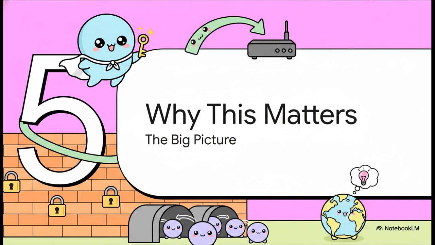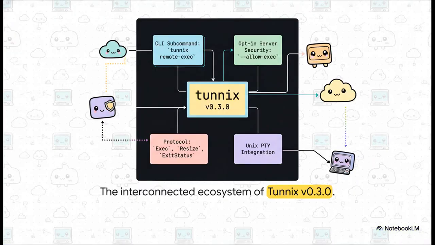Finally, Section 5, why this matters. Let's look at the big picture. Let's move to tunnix and see how this builds a completely interconnected ecosystem. What started out as just a clever hack to get a proxy through Cloud Shell has really matured. Tunnix v0.3.0 weaves together the new CLI subcommand, the opt-in God mode security, the intelligent protocol extensions, and deep Unix PTY integration all into a single cohesive workflow.